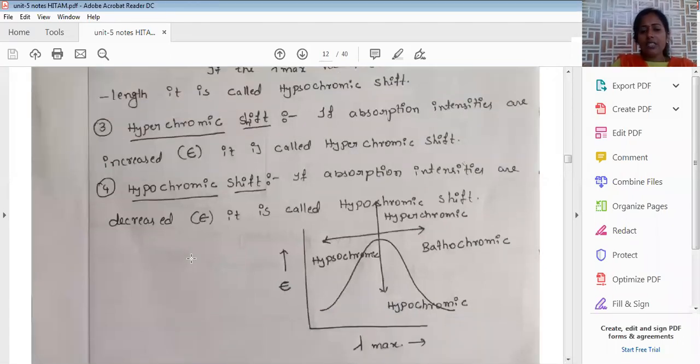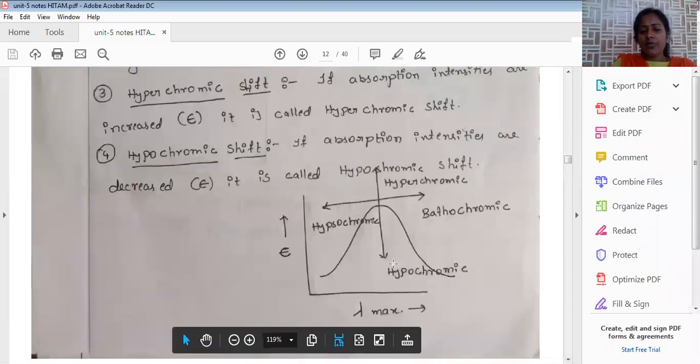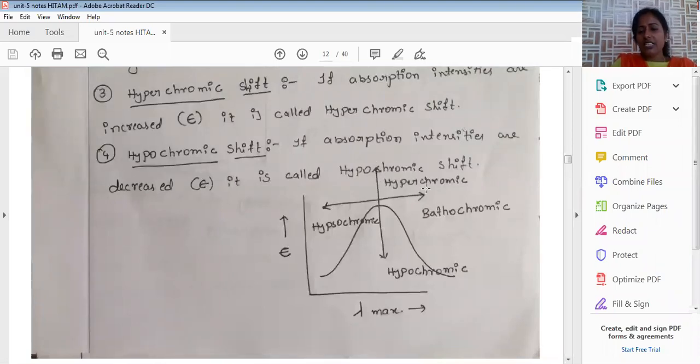All these are represented in this graphical form, energy versus lambda max value. When lambda max value is increasing in this way, that is called bathochromic shift. When lambda max value is decreasing, that is called hypsochromic shift. When absorption intensity increases, it is called hyperchromic shift. When absorption intensity is decreased, it is called hypochromic shift.